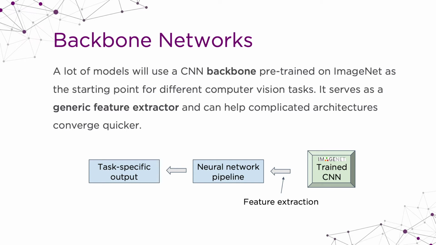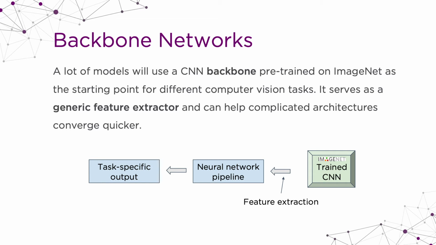So again, this is what we see a lot in practice. A lot of models will use a backbone CNN. What this backbone CNN means is that it's a network that was pre-trained on ImageNet, and then we use it for different tasks in any kind of different pipeline that we might have. So we consider this as a kind of feature extractor.